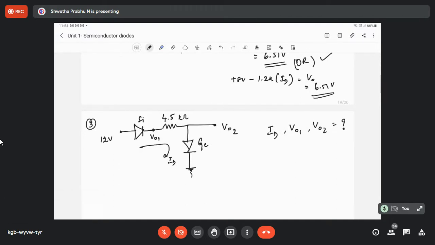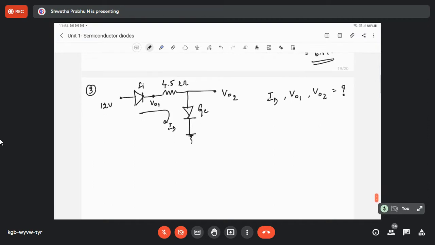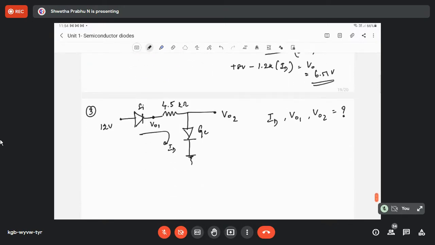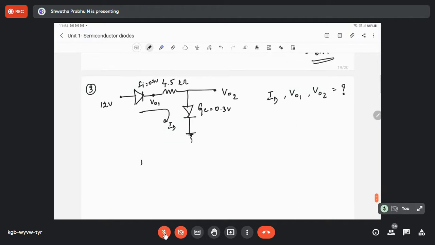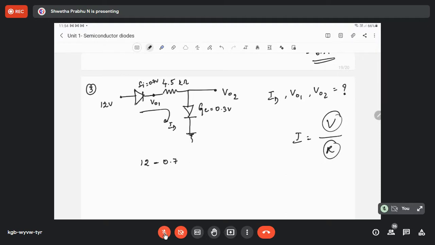Can anyone tell me what is the drop with respect to a silicon diode? It is 0.7 volts. What is the drop with respect to a germanium diode? It is 0.3 volts. Correct? Now, in order to find ID, it is 12 minus 0.7. Always remember, in order to find I, the numerator values are voltages and the denominator values are resistances. So in the numerator only voltages I'll consider, that is 12, and here you have minus 0.7.